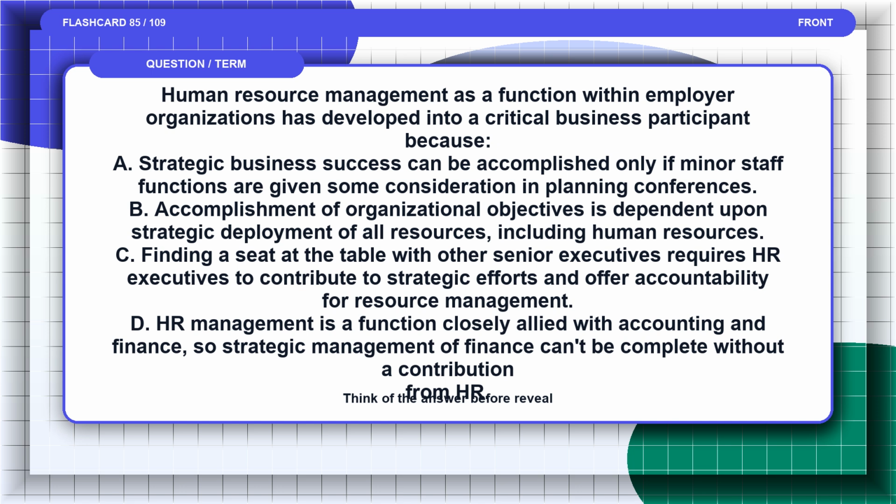Accomplishment of organizational objectives is dependent upon strategic deployment of all resources, including human resources. Finding a seat at the table with other senior executives requires HR executives to contribute to strategic efforts and offer accountability for resource management. D. HR management is a function closely allied with accounting and finance, so strategic management of finance can't be complete without a contribution from HR.